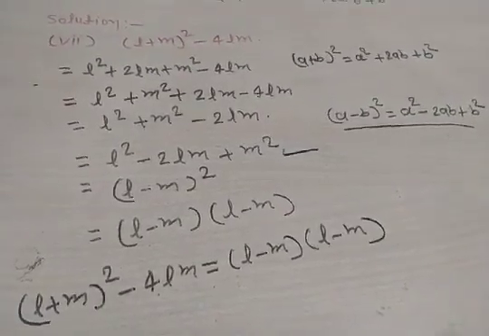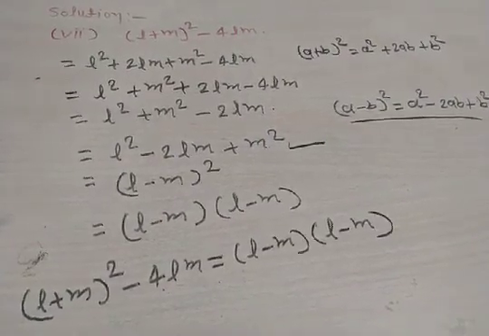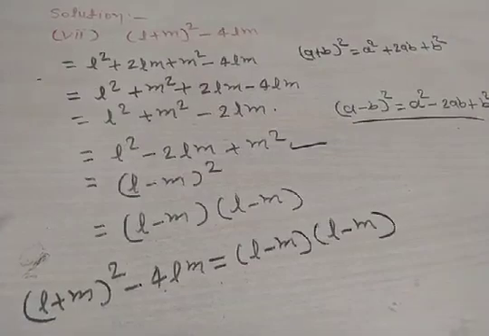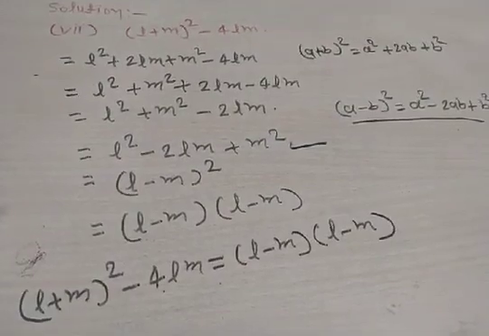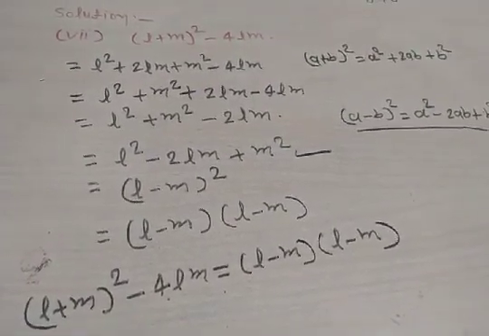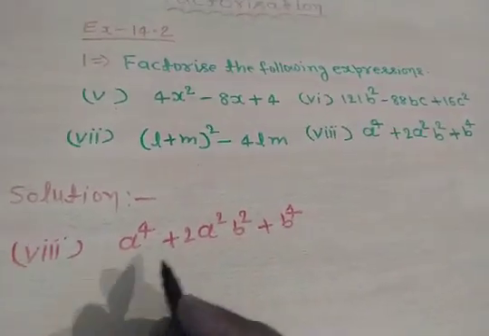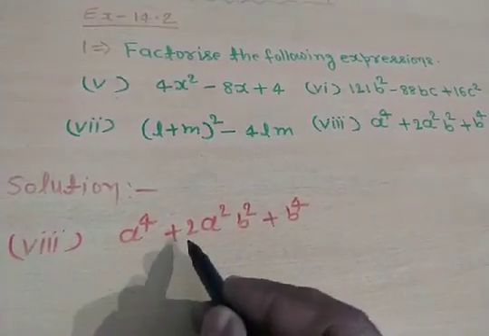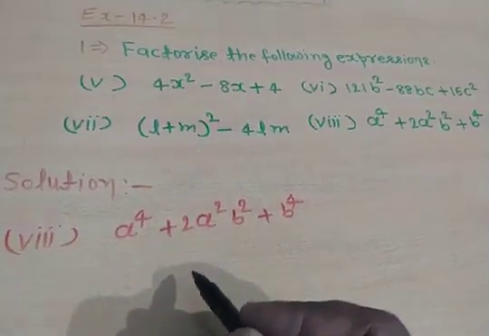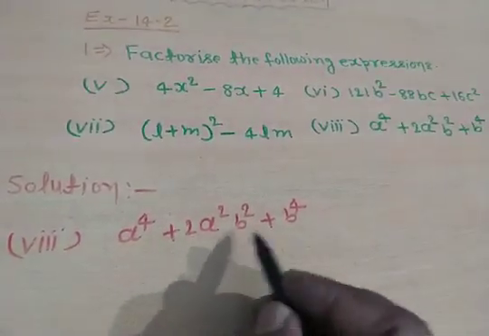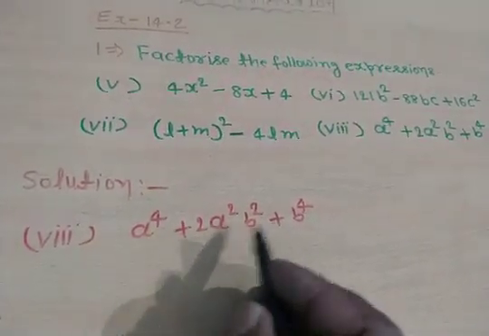Okay, now we are going to solve the next part. This is the last part of question 1, part 8. I hope all of you understood this 7th part of question number 1. This is the 8th part of question number 1: A power 4 plus 2 A square B square plus B power 4. Okay, what is this? Which identity is here? Let us first break it in A square and B square.